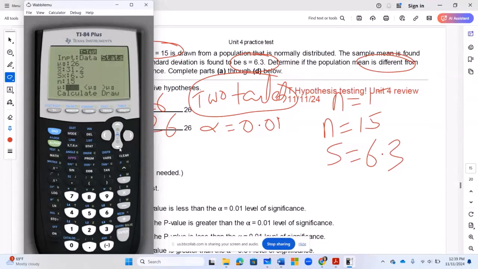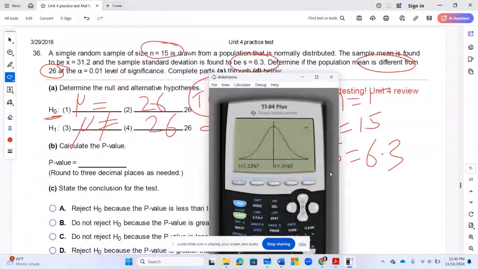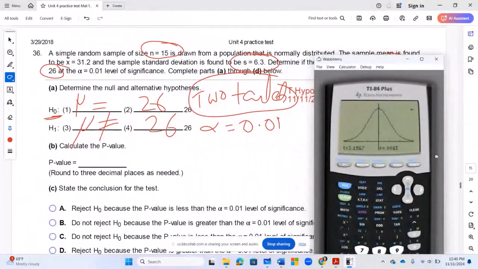How do I know that? Because it says it's different, so it's a two-tailed test. All right, now I have seen from my calculator that the test statistic is approximately 3.2 and the p-value is 0.006. So the p-value is less than alpha. Alpha is 1%, and the p-value is 0.006.